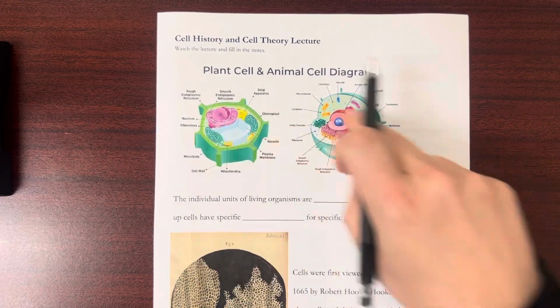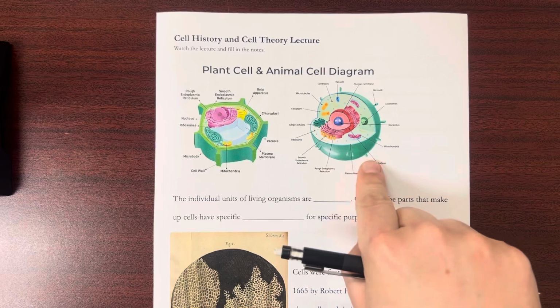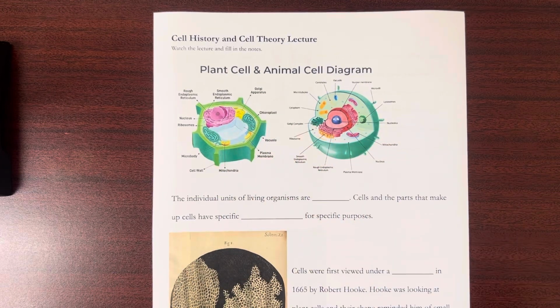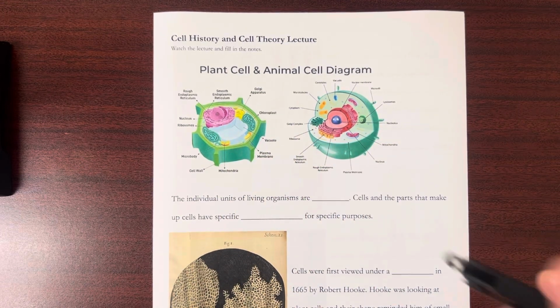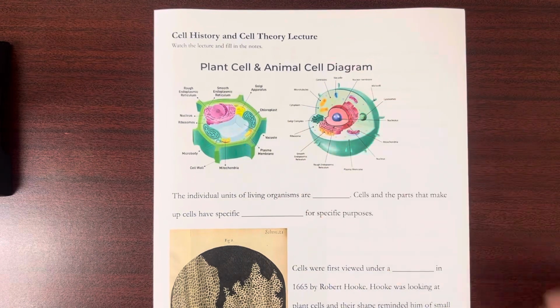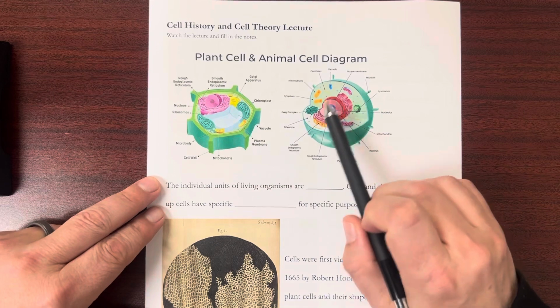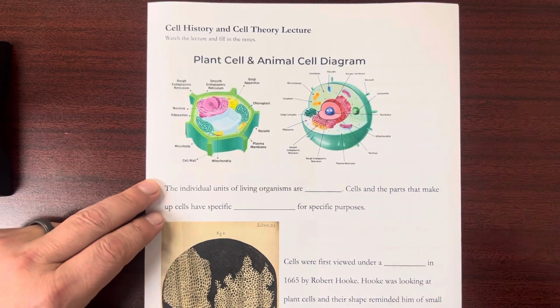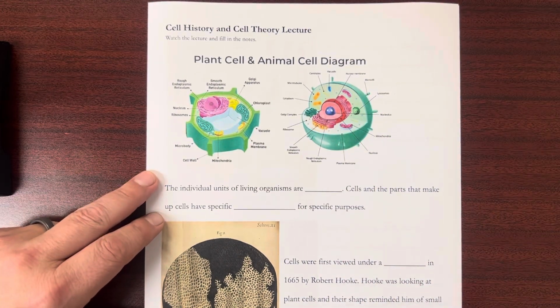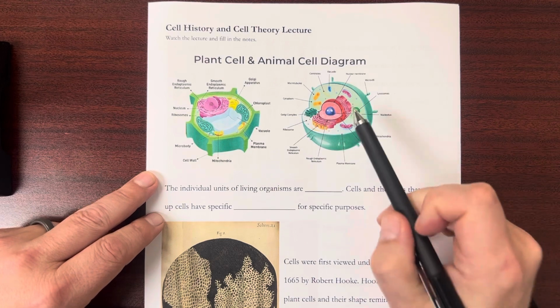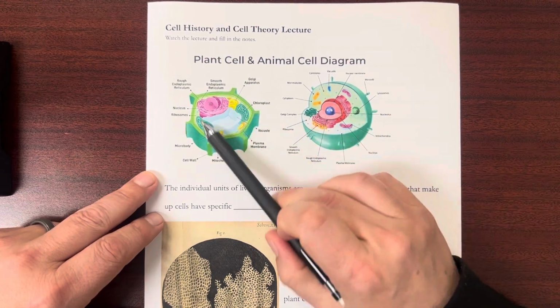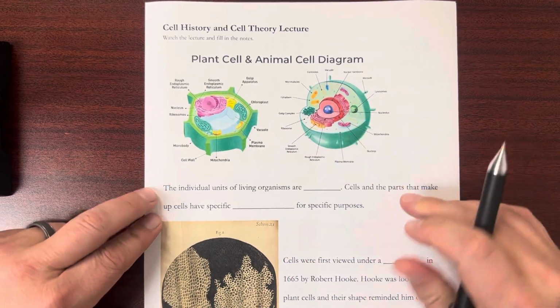So the first thing that we have here is a pretty typical diagram of both plant and animal cells. And what we see is in each particular cell, there's a whole bunch of labeled parts. You can kind of think about these like organs in the human body. Each one of these items has a function, and it does something, like the heart is pumping blood around the body. Each one of these organelles in the cell has a function.